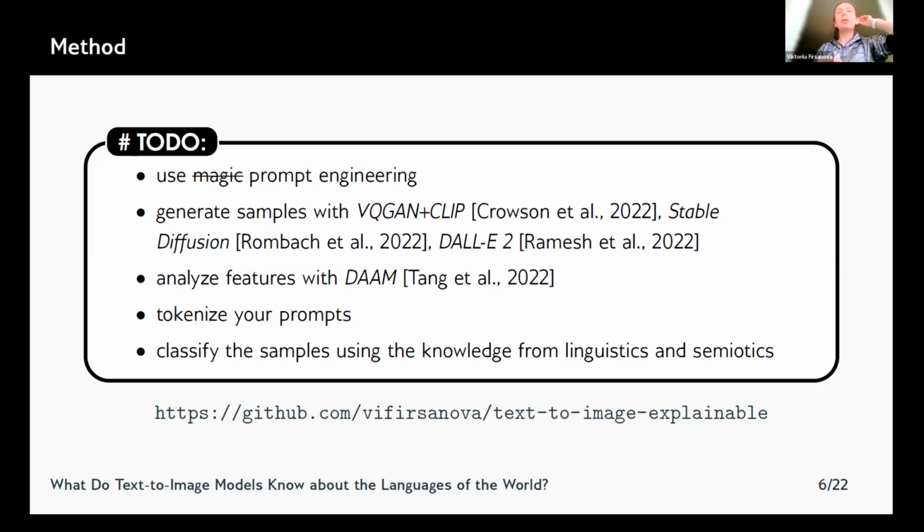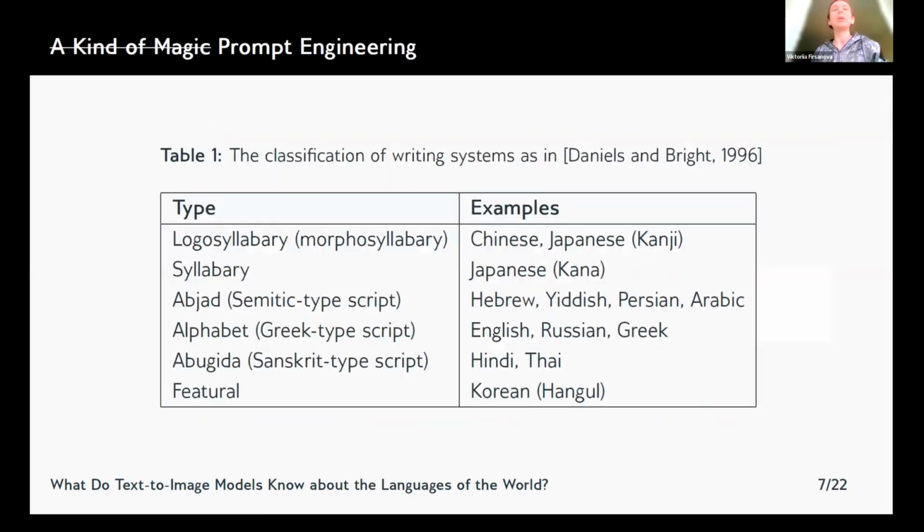Then I decided to use those prompts to generate samples with different architectures such as GAN and transformer-based VQGAN plus CLIP, and diffusion models such as Stable Diffusion and DALL-E 2. Then I decided to do some feature extraction by creating heat maps and tokenization, like we saw on previous slides with social media reactions. And to conclude all this journey, I decided to classify the samples using knowledge from linguistics and semiotics.